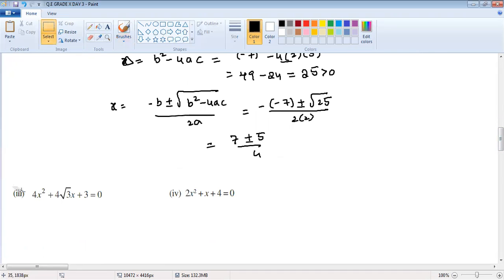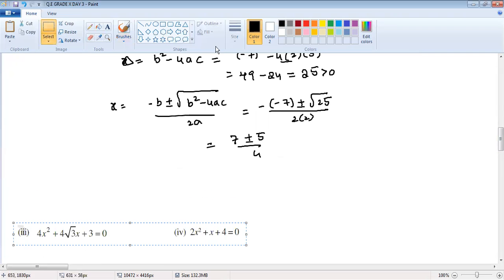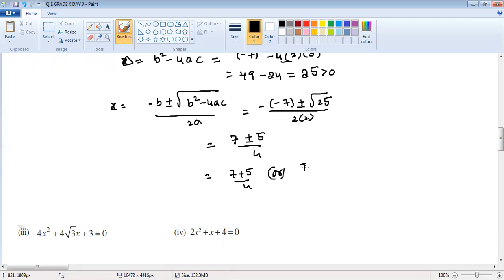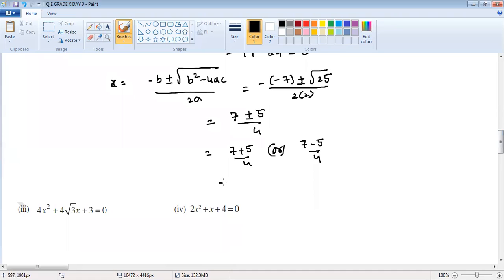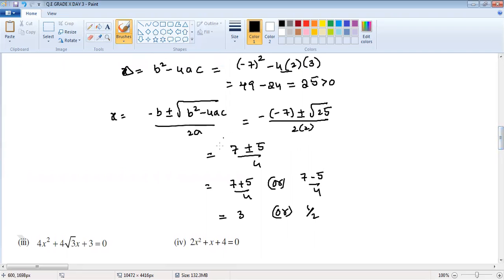Okay. So what you could write? 7 plus 5 divided by 4, or 7 minus 5 divided by 4. So 7 plus 5, 12 by 4, which is 3, or 7 minus 5, 2, 2 by 4, which is 1 by 2. So what you could say? 3 or 1 by 2. Got it? The roots are real roots, which are 3 or 1 by 2. Have you understood?